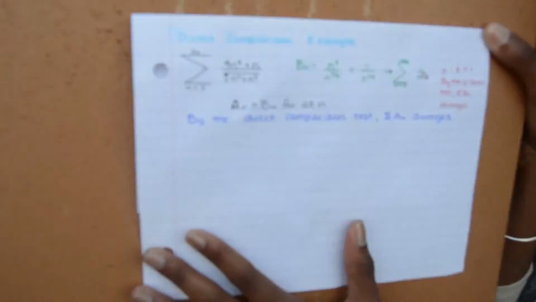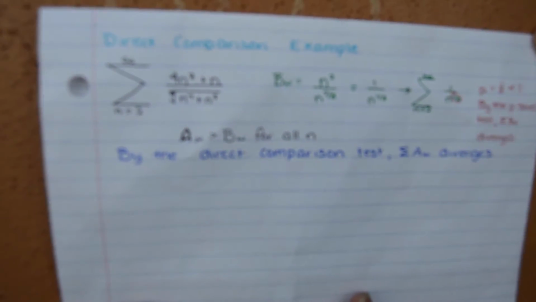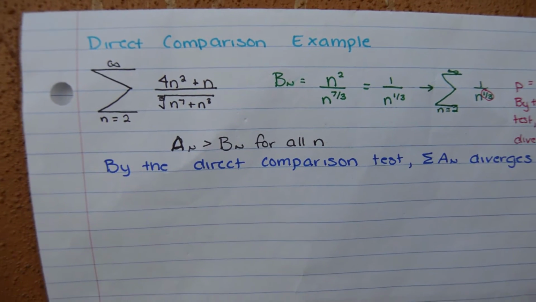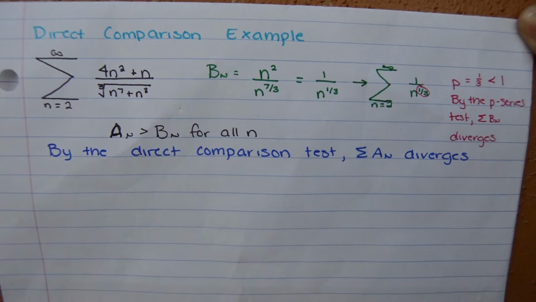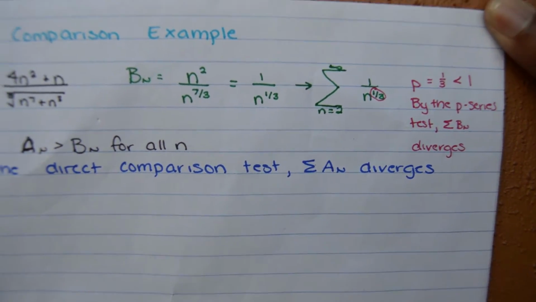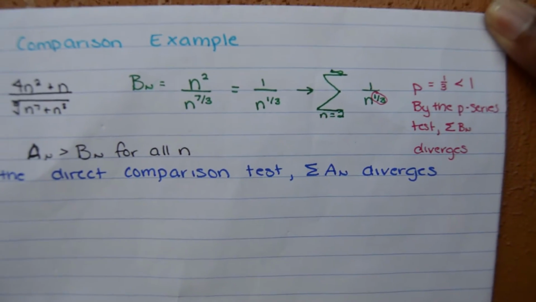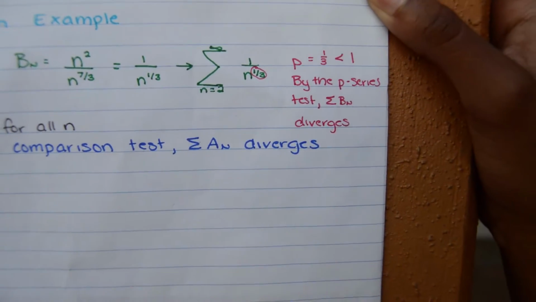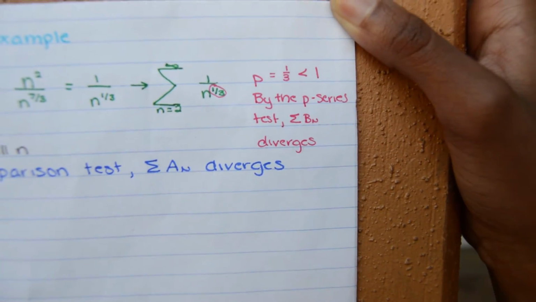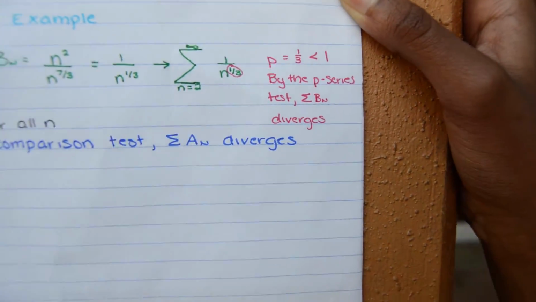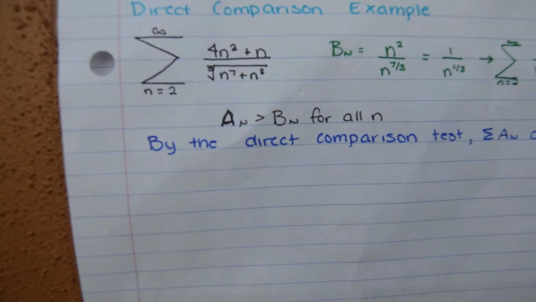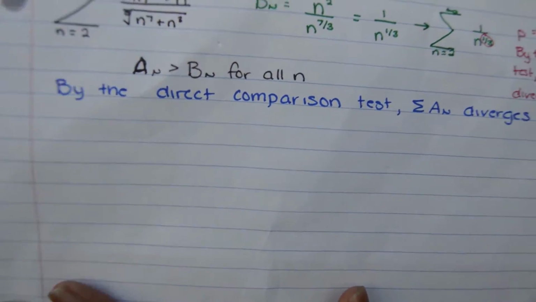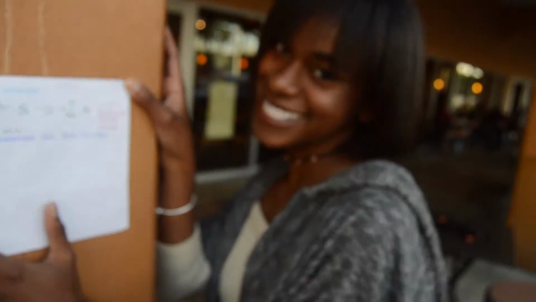And here, we have our direct comparison example. We have the sum from 2 to infinity of 4n squared plus n over the cube root of n to the 7th plus n cubed. And from that we find our b sub n to be n squared over n to the 7/3. Simplifying that, we get 1 over n to the 1/3. Because p is equal to 1/3, which is less than 1, by the p-series test, b sub n diverges. And because a sub n is greater than b sub n for all n and b sub n diverges, by the direct comparison test, a sub n diverges.